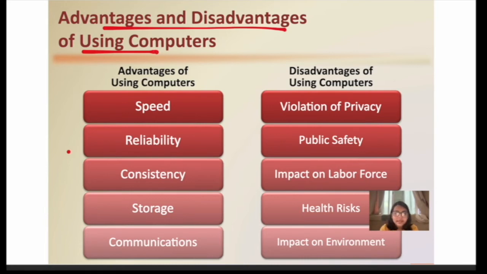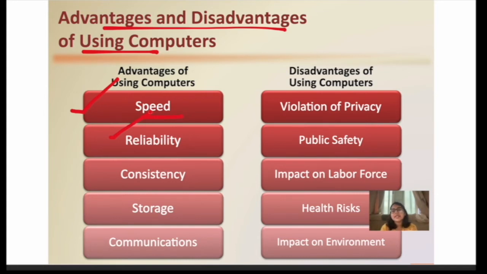And reliability. So it is actually processing on the basis of reliability. And if we talk about consistency, it is actually giving a proper message to us. And storage capacity is also an advantage, and we can communicate with each other with the help of computer. So these are considered as advantages of computer. Then the next point is disadvantages of computer. What is this?